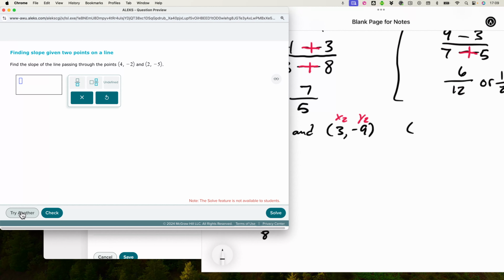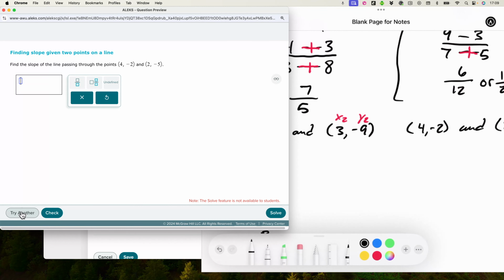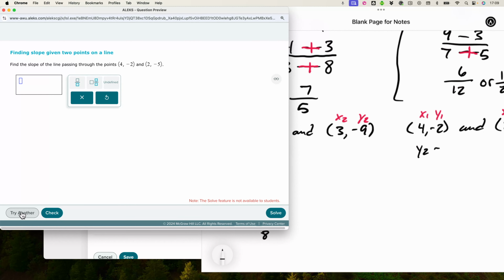We will have the points 4, -2 and 2, -5. x1, y1, x2, y2. Throw down our formula, y2 minus y1 over x2 minus x1. Put our negative signs in, -5 minus -2, 2 minus 4. Clean up our double negative, make it a positive. -5 plus 2 is -3. 2 minus 4 is -2.